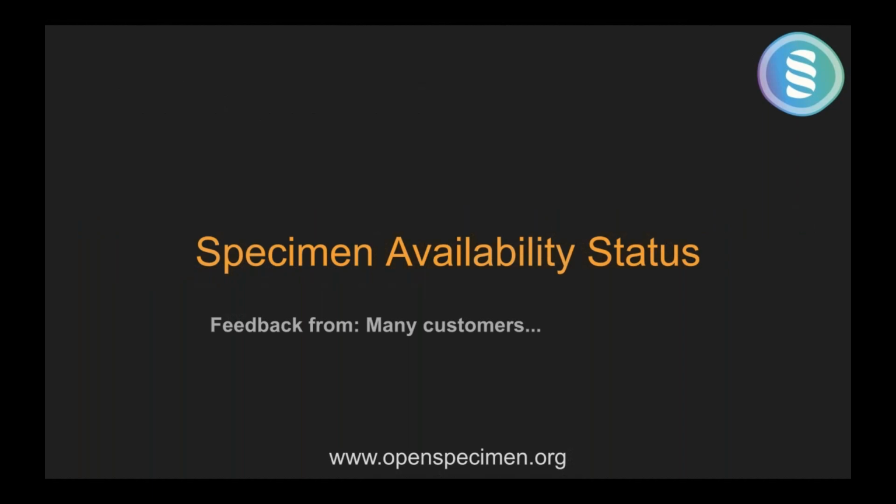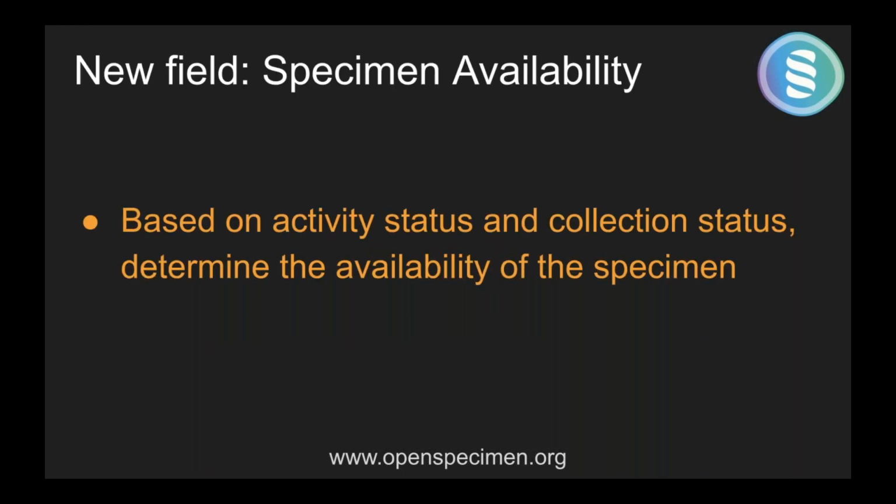One of the features that was asked for by many was a single field which shows whether the specimen is available, because a specimen could be distributed, or its quantity could be zero, or things like that. So to make the query interface easy, and be able to query based on just one field whether the specimen is available or not, there should be an option to do that. It's based on the activity status and the collection status. If the specimen is already disposed, closed, etc., the flag will automatically get changed to not available.